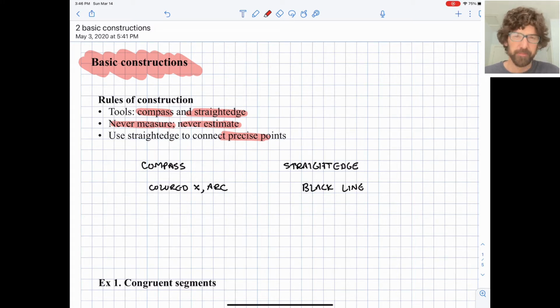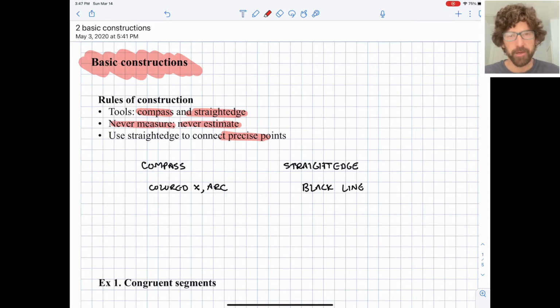This is a super handy method for creating figures in geometry, without worrying about how many centimeters long a segment is or how many degrees an angle is, just trying to create some ideal figures.